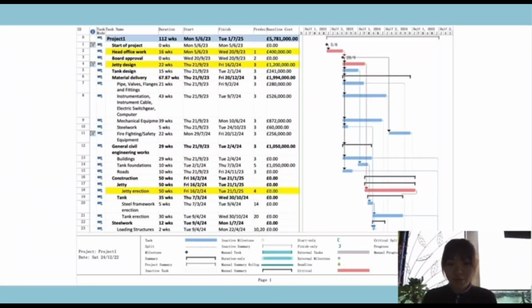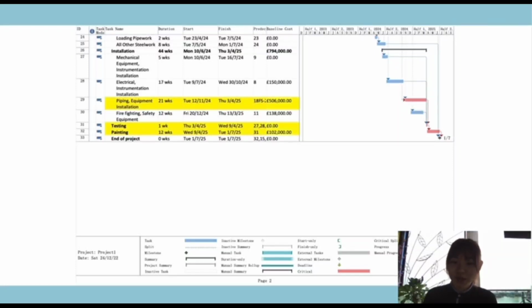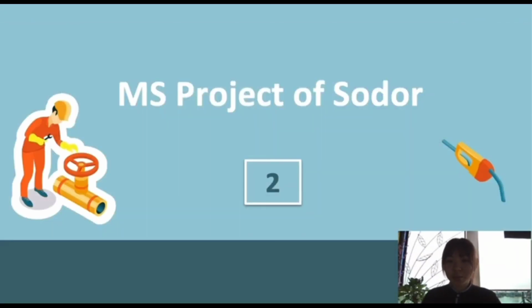budget. For Sodor Project Case Study Session 1, the initial project plan, starting on the first Monday in June 2023, has a total project duration of 112 weeks and a total cost of 5,781,000. The procedure of project closure starts by the project manager notifying the project board that the project is ready for closure, and the project manager of Session 1 will be expected to hand over the project to its owner. Next, I'll move on with the MS project of Sodor 2.